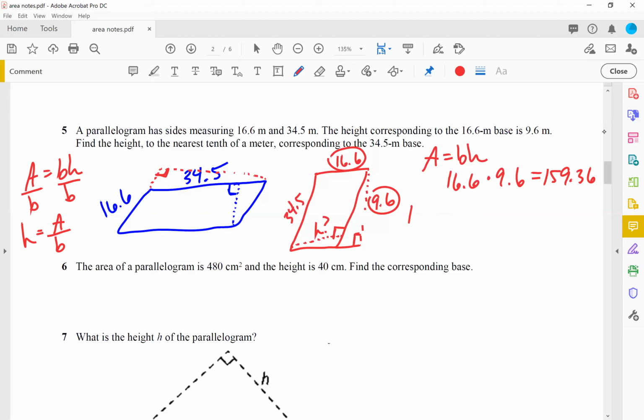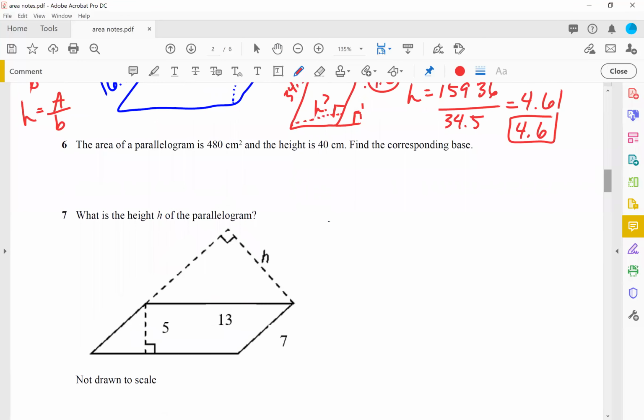So I take the area, 159.36, and then I'm going to divide it by that base that they want us to use, so divided by the 34.5. And we will get 4.61. And then when it's rounded to the nearest tenth, it's going to be 4.6. So basically, you take the base and the height that they give you, find the area using that, and then you divide by that other base that they give you, which would tell you the matching height that goes with it.